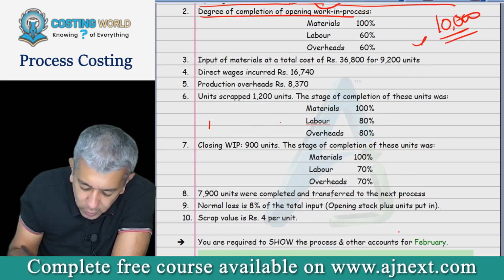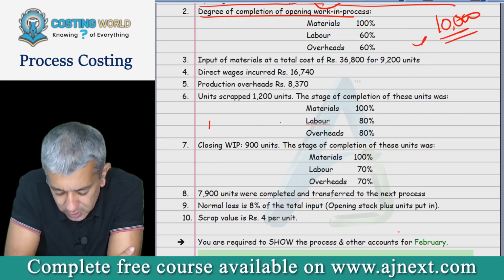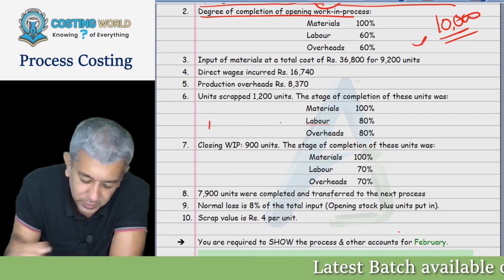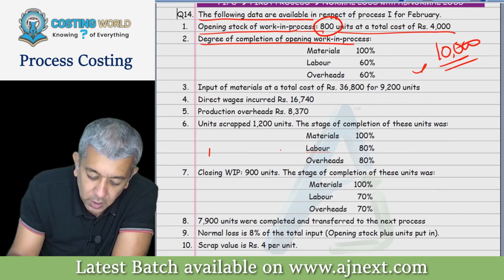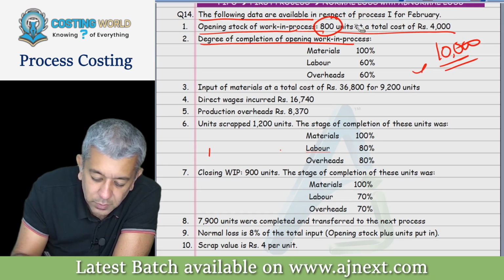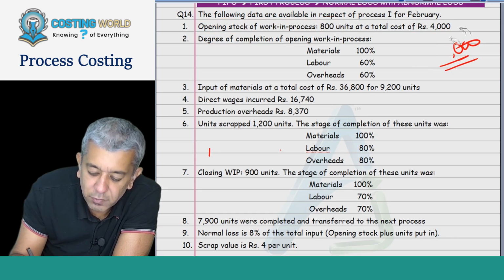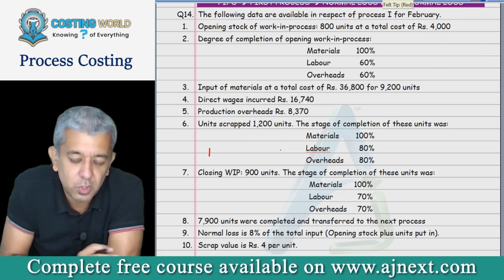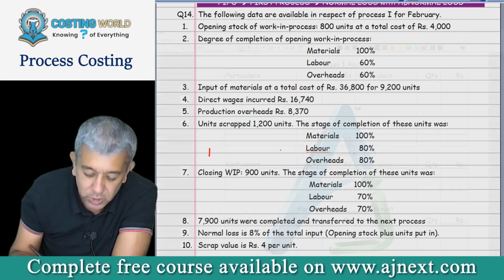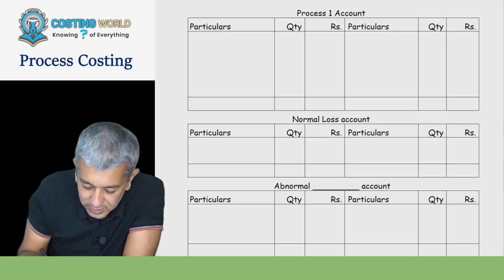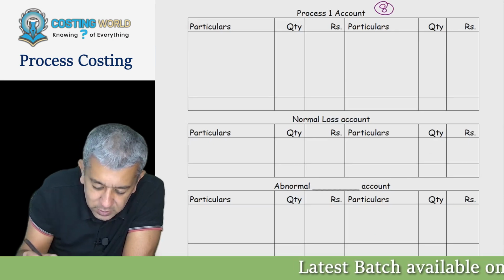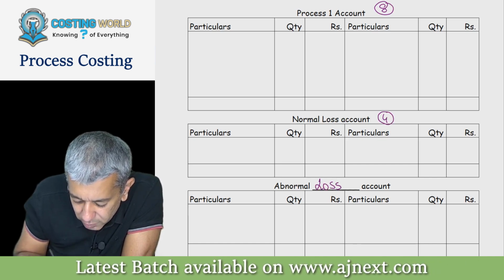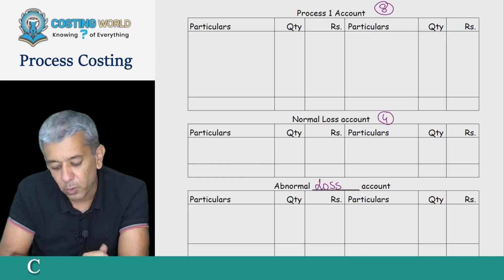You are required to show the process accounts and other accounts for the month of Feb. We shall be doing that. So we have to be making process account and other accounts, and obviously other accounts will mean normal loss plus, in this case, your abnormal loss account. So just do one thing. Make one process account for 8 lines like always, normal loss account for 4 lines, abnormal loss account for 4 lines. Okay, do it please.